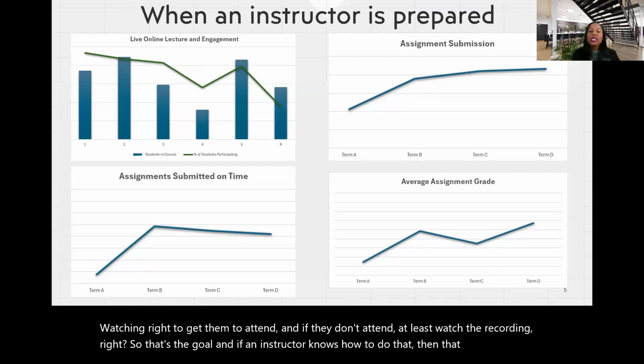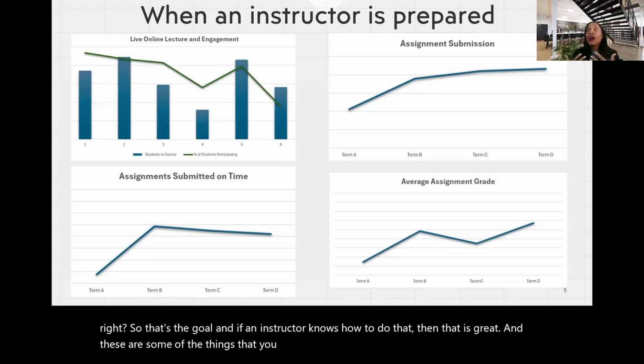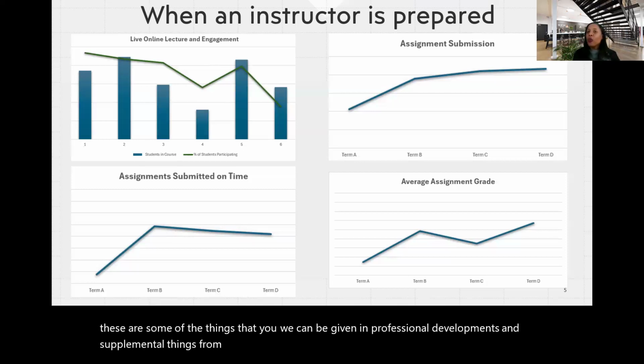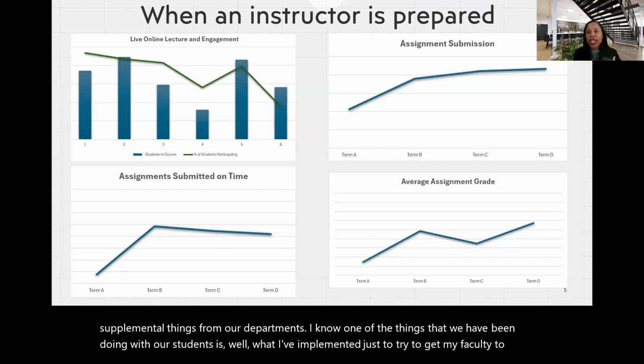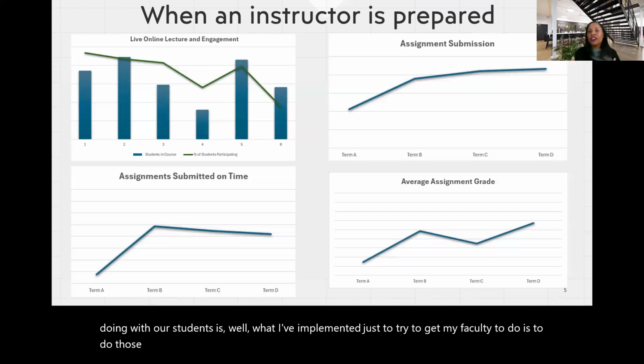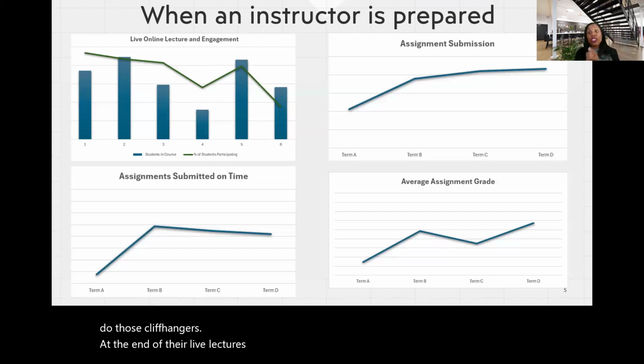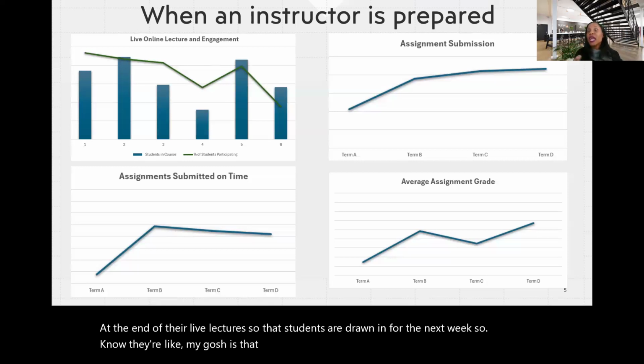And these are some of the things that we can be given in professional developments, in supplemental things from our departments. I know one of the things that I've implemented, to try to get my faculty to do, is to do those cliffhangers at the end of their live lectures so that students are drawn in for the next week. So they're like, oh my gosh, is that what happened? Well, let me see. I've got to find out. I got to tune in next week, right?